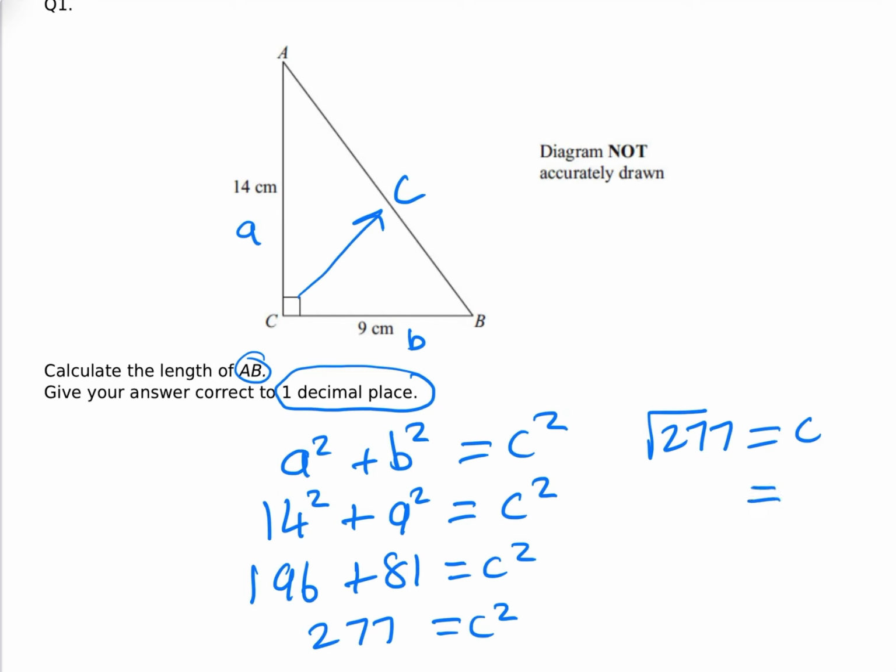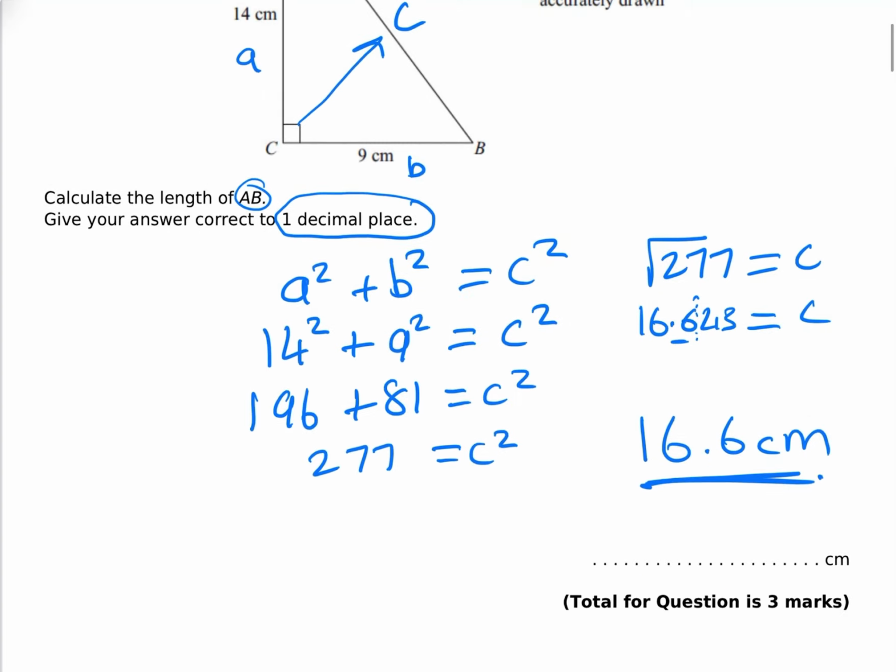When you square root a number, you do usually get a plus or a minus, but because we're talking about length here, it's always going to be the positive number. So C is going to equal 16.643. To one decimal place, I know that 4 we round down, so my answer is 16.6 centimeters. That is just a nice basic question of how we use Pythagoras, and that is worth 3 marks.